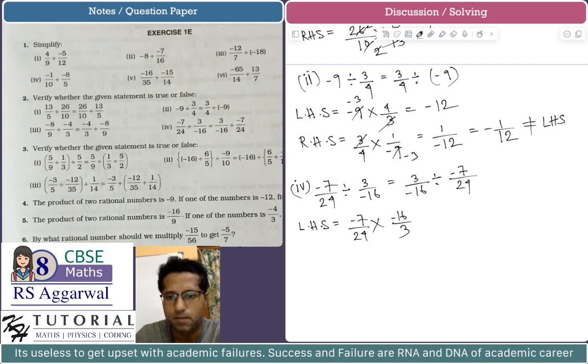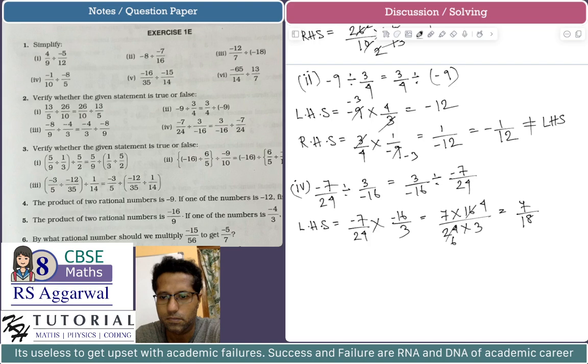the minus minus cancels out, so we can write this as 7 into 16 divided by 24 into 3. If you cancel with 4, this is 4 and this is 6, so this is 7 by 18. No, sorry, let's not cancel with 4, let's cancel with 8, we get 2 and 3. So this is 14 by 9.